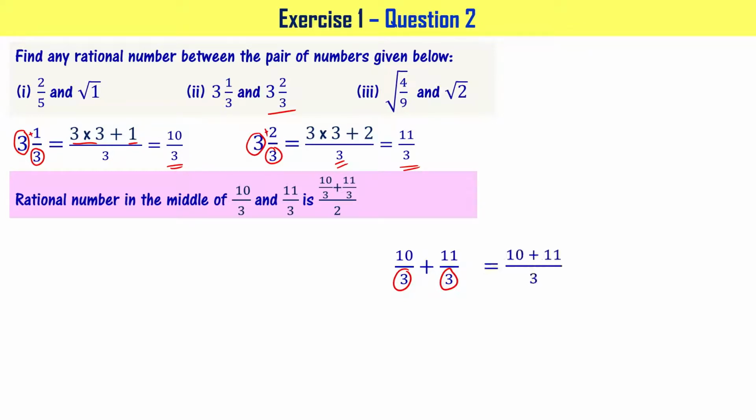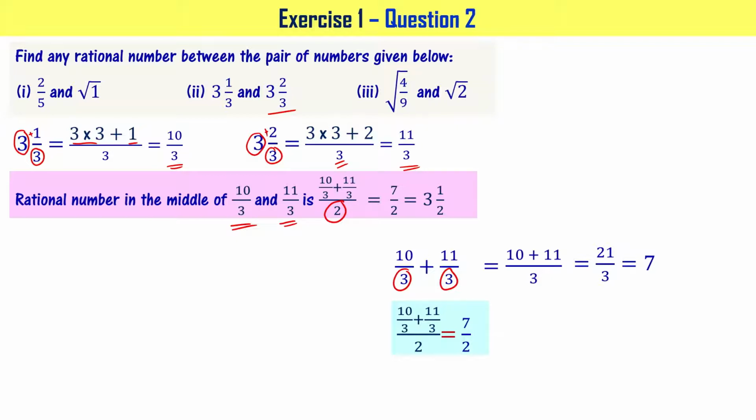ratio. That's why this is going to be 10 plus 11 divided by 3. So 21 by 3, that is equal to 7, right? So the numerator is 7 and the denominator is 2. So 10 by 3 plus 11 by 3 divided by 2 equal to, sorry, 7 by 2. So the rational number in the middle of 10 by 3 and 11 by 3 is 7 by 2. That can be written as 3 1 by 2, right?